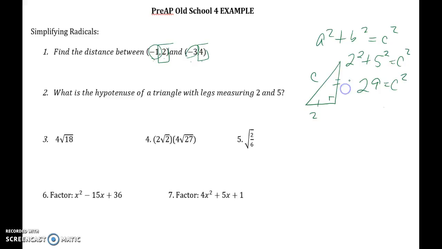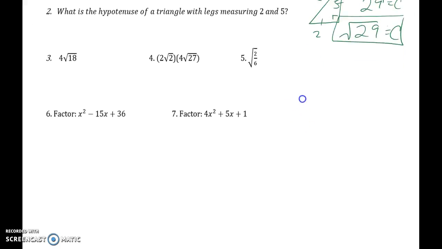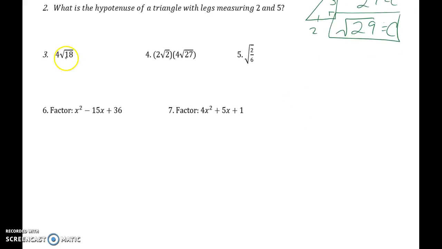29 equals C squared. And if that's 29, I need to take the square root of both sides and decide if I can break this down. So if you can break it down and simplify it, please do so. If not, you're finished. Now we get down to radicals. This was just like the last old school.